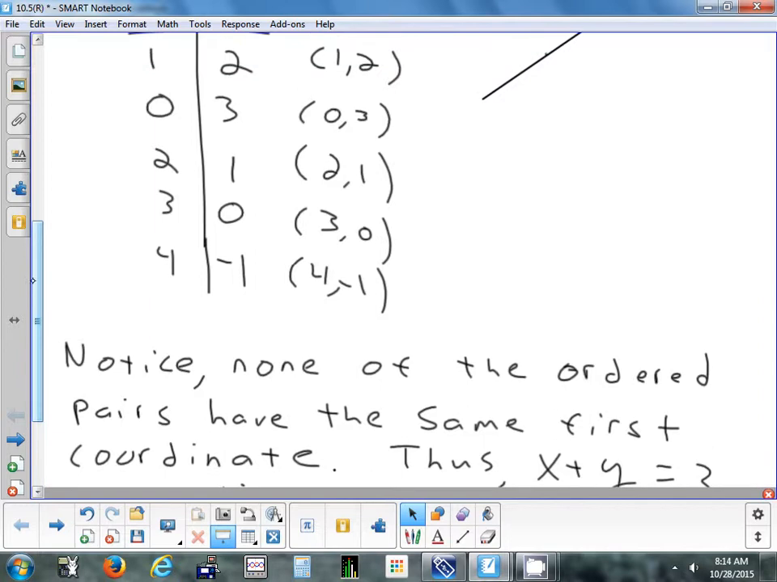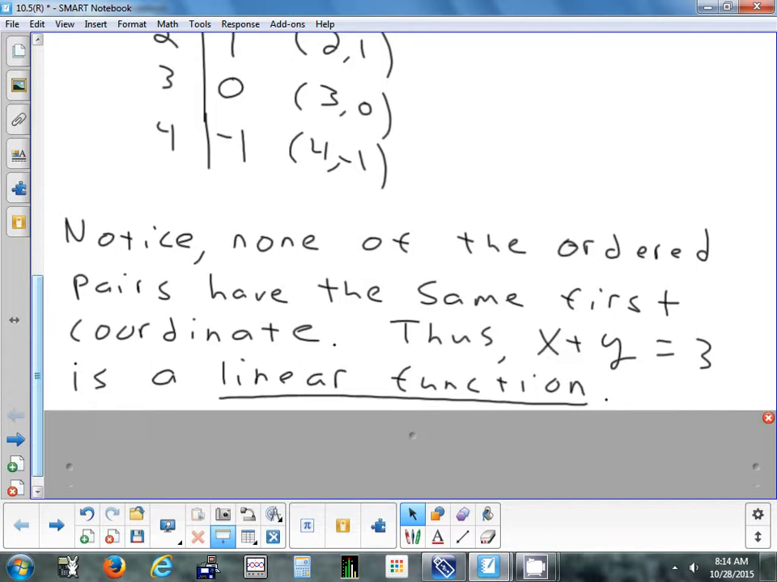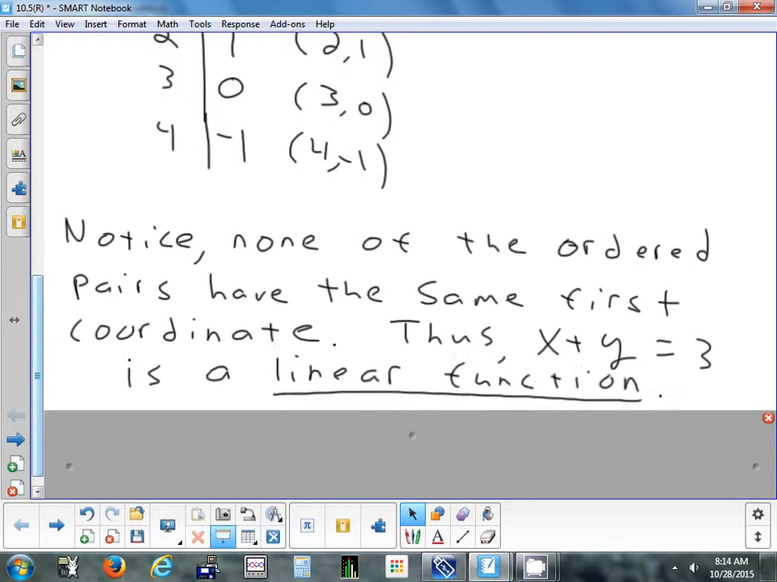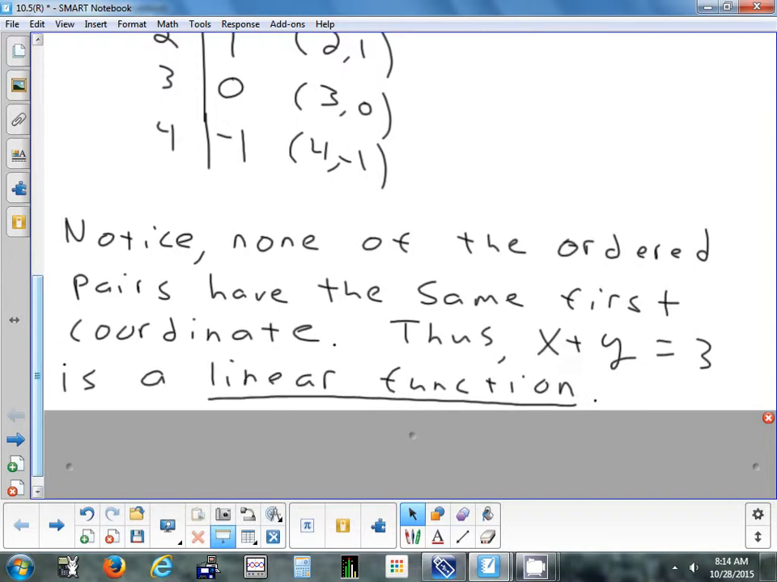Notice here too, none of these first coordinates repeat. What does that mean? It's a function. And now what shape did I say that this is going to make when you draw it? A straight line. So if we put those two words together, this is not only a function, it's a function that's a line. So we call that a linear function. It means a function that's a line. You get the word line right there.